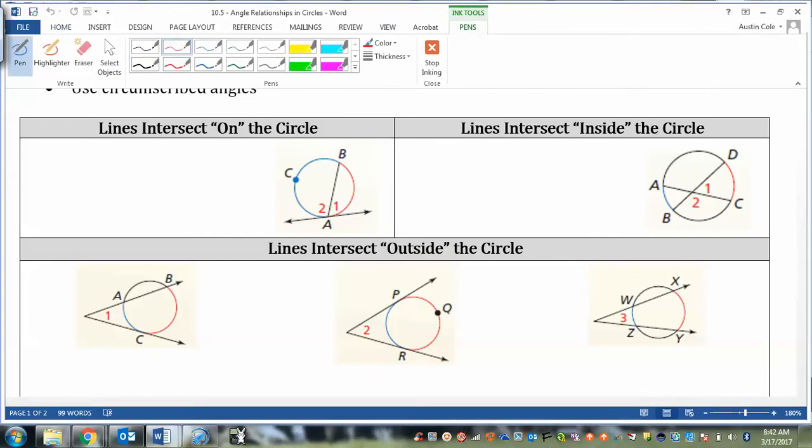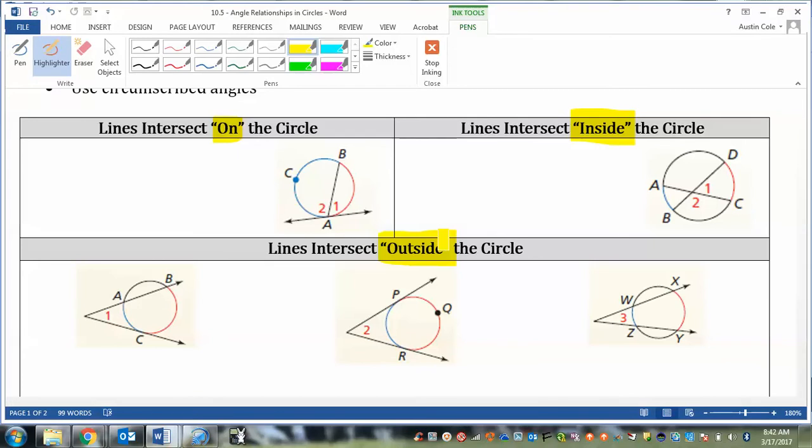Okay, we need to be able to determine where the lines are intersecting. If I look up at the top left, it says lines that intersect on the circle. So you have a highlighter, or maybe circle that. If the lines are intersecting on the circle, we're going to have a rule. If the lines are intersecting inside the circle, we're going to have a rule. And if the lines are intersecting outside the circle, we're going to have another rule. Now, I believe we already know the first one.